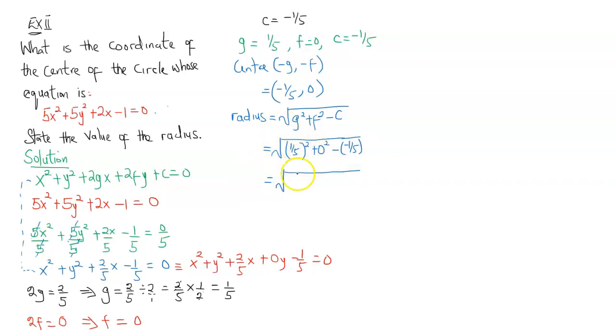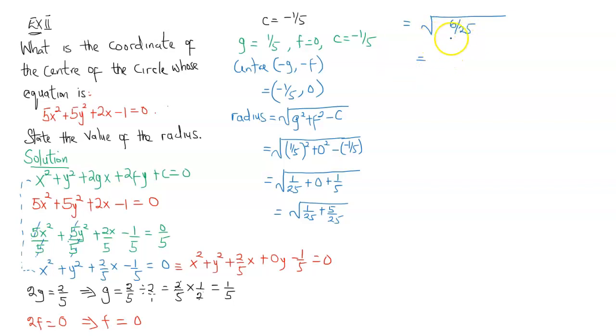1 over 5 all squared from indices, this is going to be 1 squared over 5 squared, that's 1 over 25. 0 squared is just 0. So negative negative is positive, so this is 1 over 5. So this is just 1 over 25 plus 1 over 5, but I can just write this as 5 over 25 from equivalent fractions to make it easy. So since the denominators are the same, I'm just going to add up the numerators. So 1 plus 5 is 6, so this gives 6 over 25.